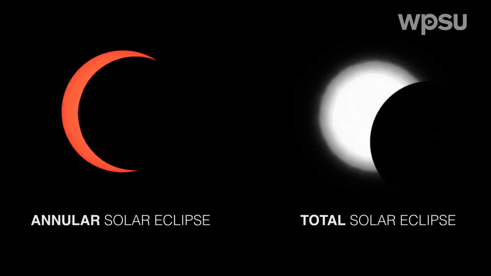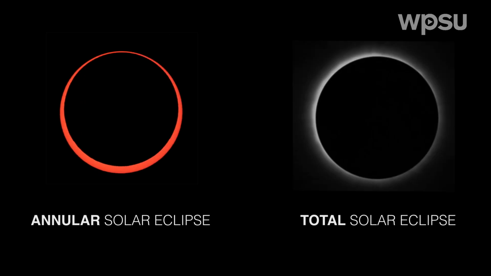So an annular solar eclipse is when the moon is a little bit smaller on our sky, and a total solar eclipse happens when the moon appears a little bit larger on our sky.